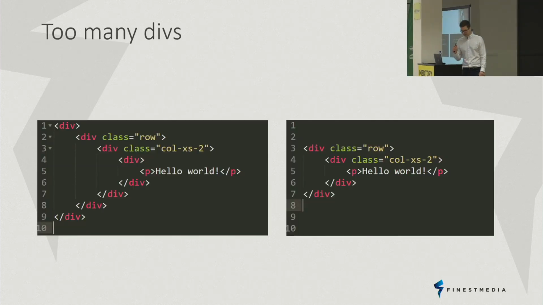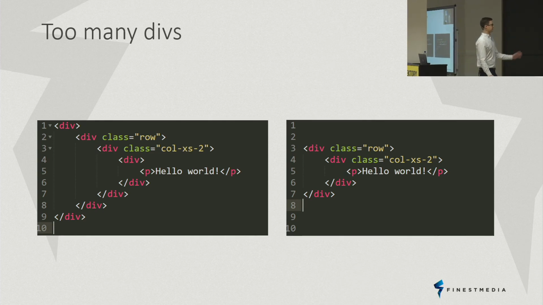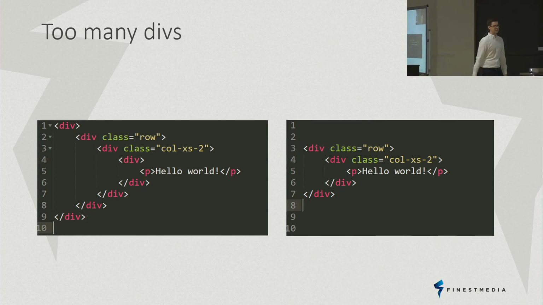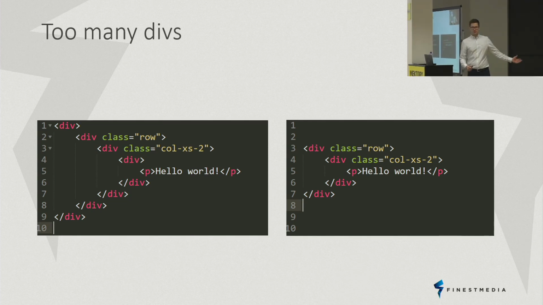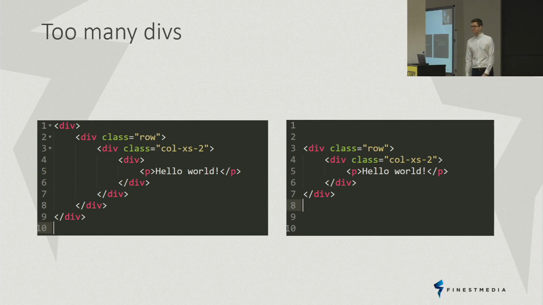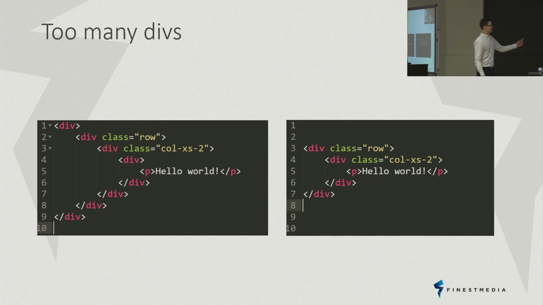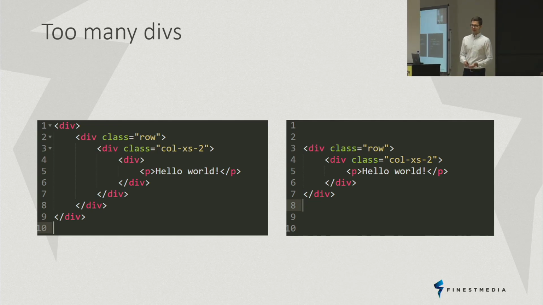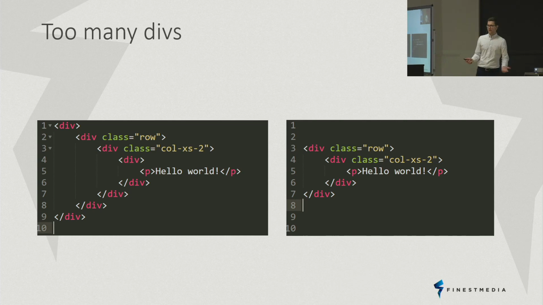So another thing, you can see the code from the left side and code from the right side. So basically, what can you say about the left side code, who knows what's wrong there? Anyone? Okay, basically you can see that there are two extra div elements. Actually, they don't do anything. They are just there, but it works, so why bother?